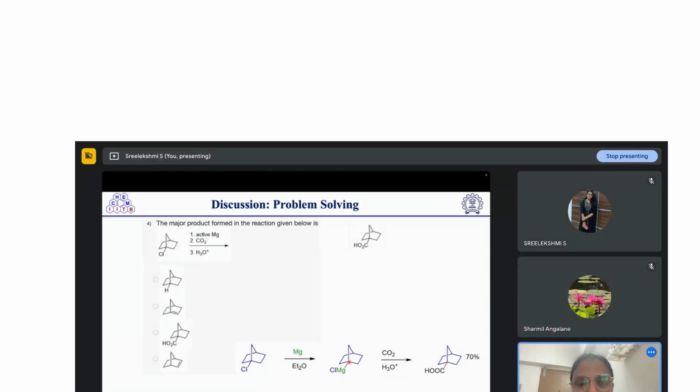That is, this center over here will be negatively charged because magnesium is an electropositive element. So the negatively charged carbanion will attack the carbon of this carbon dioxide, and one of the oxygens will get polarized to form the corresponding carboxylic acid. So the first step is the formation of the Grignard reagent, then attack over the carbon dioxide, then hydrolysis will give us the corresponding product. Is this okay?